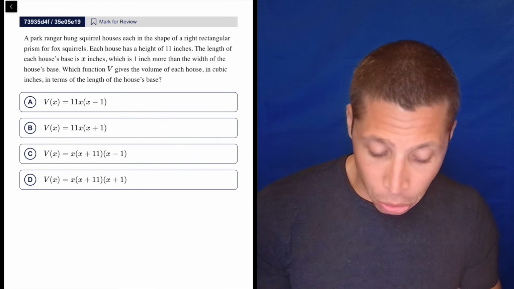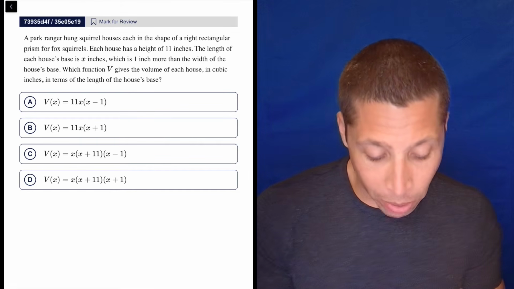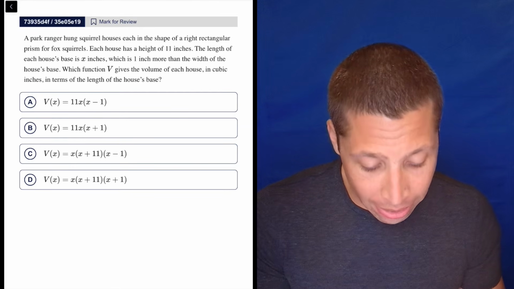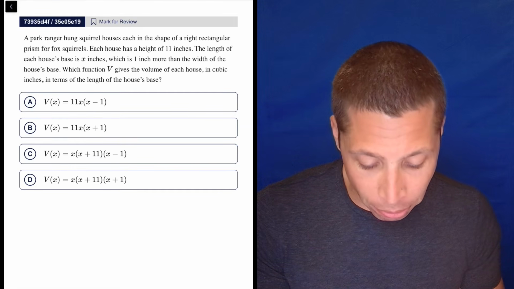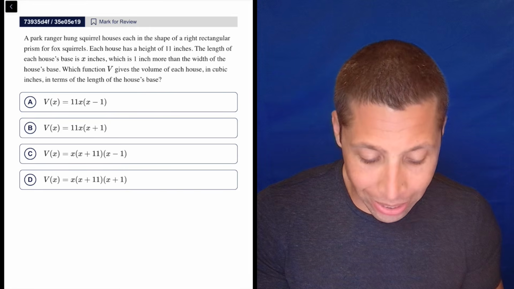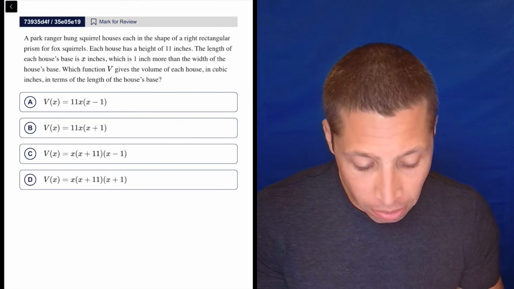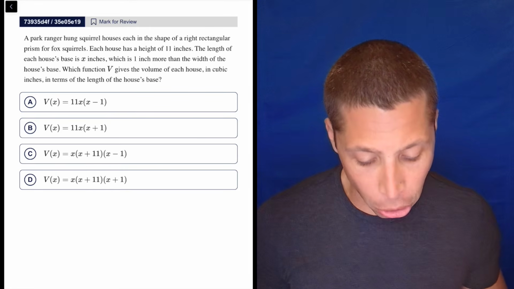A park ranger hung squirrel houses, each in the shape of a right rectangular prism, for fox squirrels. Each house has a height of 11 inches. The length of each house's base is x inches, which is 1 inch more than the width of the house's base. Which function V gives the volume of each house in cubic inches in terms of the length of the house's base?